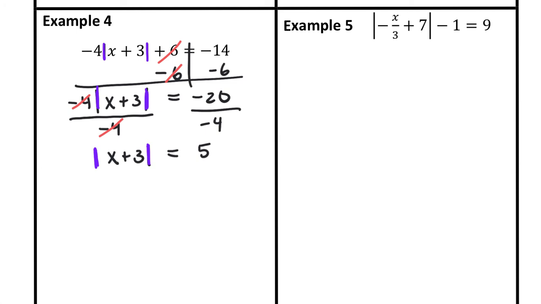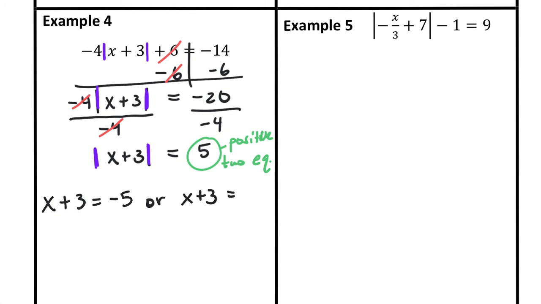It's a positive number, so that means I'm going to end up with 2. Oh wow, my handwriting is getting sloppy. Okay, it's going to give me 2 equations. So the 2 equations are going to be the following. I'm going to have x plus 3 equals -5, or x plus 3 equals +5.